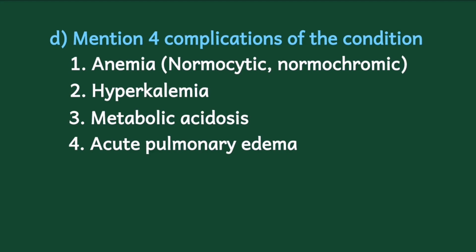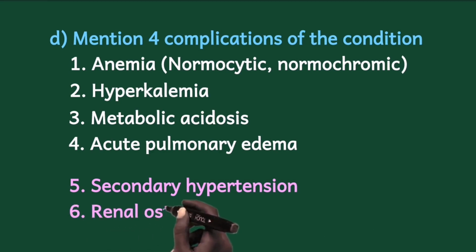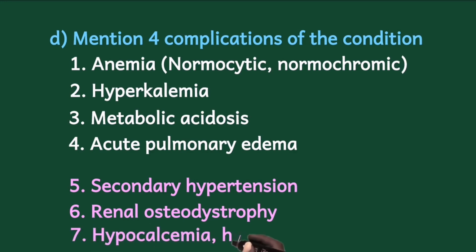And then you can have secondary hypertension, like we mentioned earlier. You can have renal bone disease, which is known as renal osteodystrophy. Then you can have hypocalcemia, hyperphosphatemia. And so this is where the question ends.